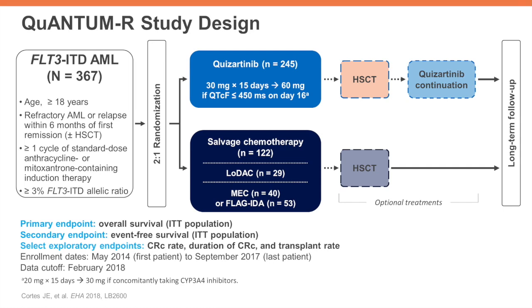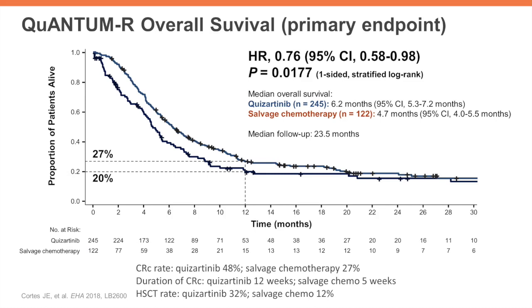Patients who responded to their assigned therapy could go on to transplant, and those in the Quizartinib arm could receive Quizartinib as maintenance following engraftment. There was no crossover from the chemotherapy arm to the Quizartinib arm for non-response, and the primary endpoint of this study was overall survival.